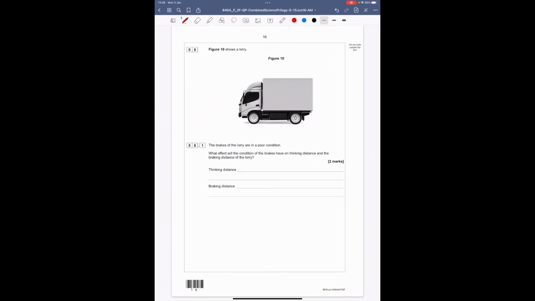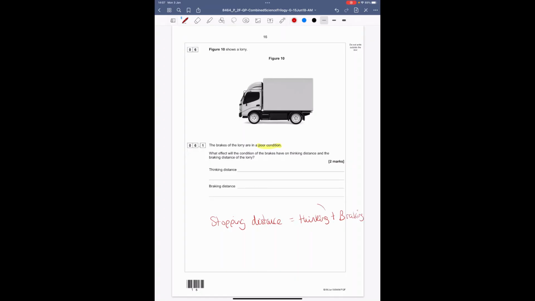Question 6 then. Figure 10 shows a lorry. The brakes of the lorry are in a poor condition. What effect will the condition of the brakes have on the thinking distance and the braking distance of the lorry? So this is all about stopping distances. The total stopping distance of an object is equal to the thinking distance plus the braking distance.